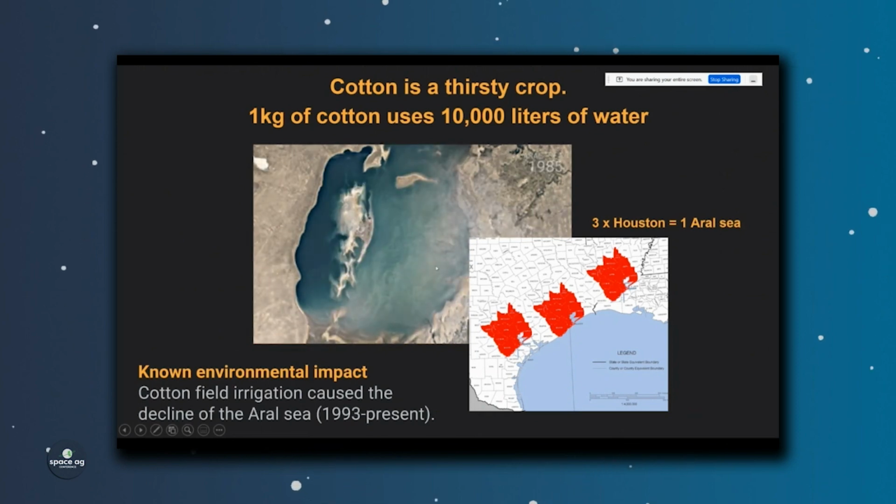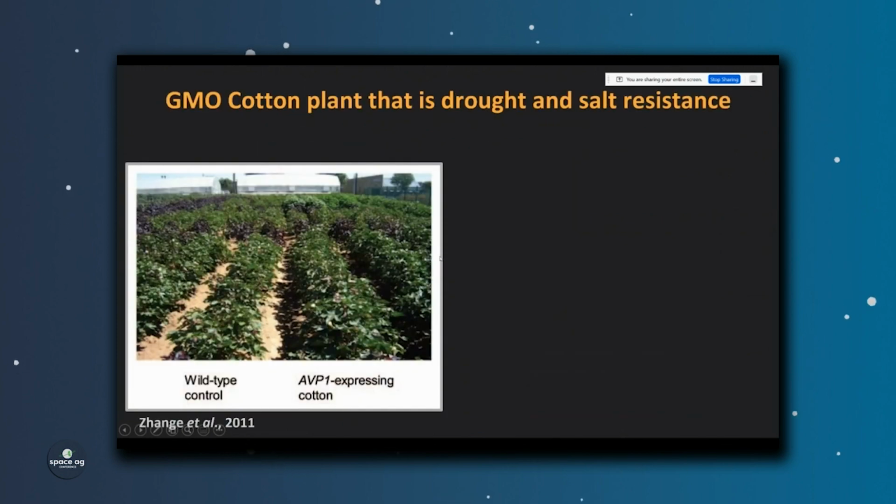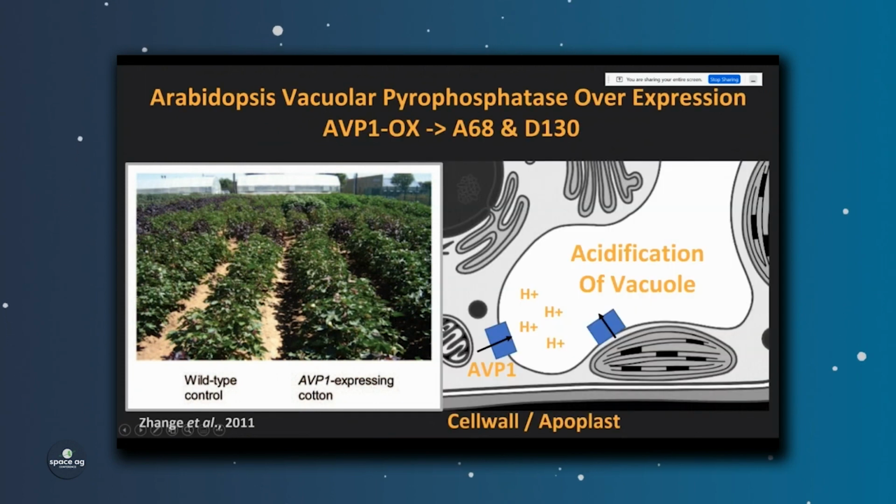So maybe there were alternative strategies that could have been applied that would have allowed us to continue to have this large inland sea. So I just want to highlight this study from Zhang et al., in which they had wild-type cotton plants growing in these dry fields. They had a genetically modified version where they overexpressed AVP1. For those of you that aren't familiar with AVP1, it's an Arabidopsis vacuolar pyrophosphatase.